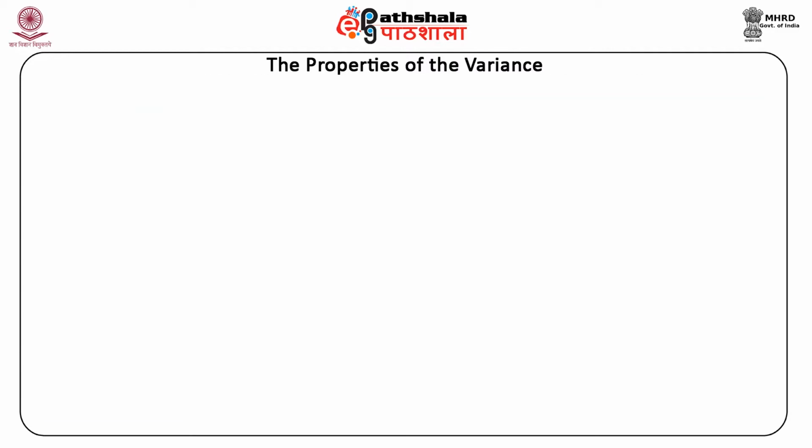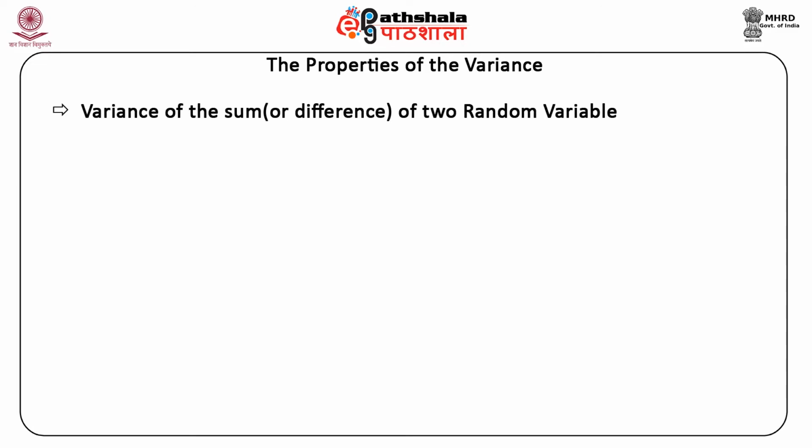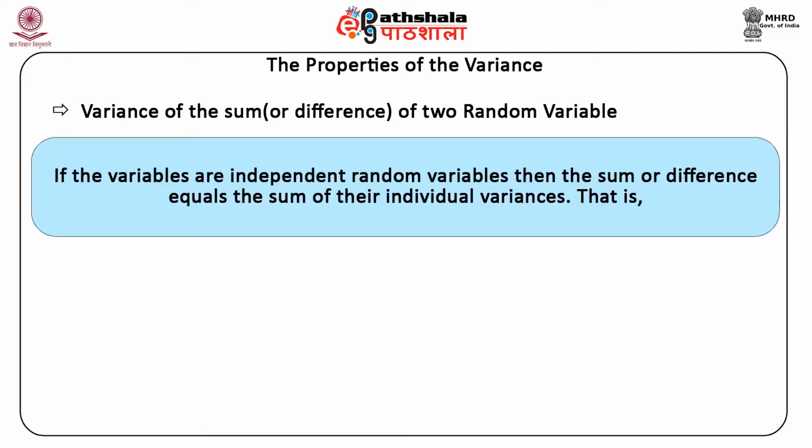The properties of the variance. A. The variance of the sum or difference of two random variables, if the variables are independent, equals the sum of their individual variances. That is, variance of x plus or minus y is equal to variance of x plus variance of y.